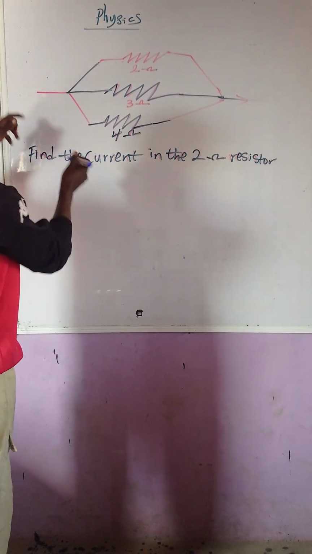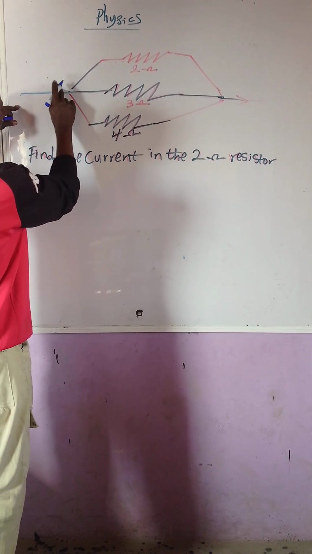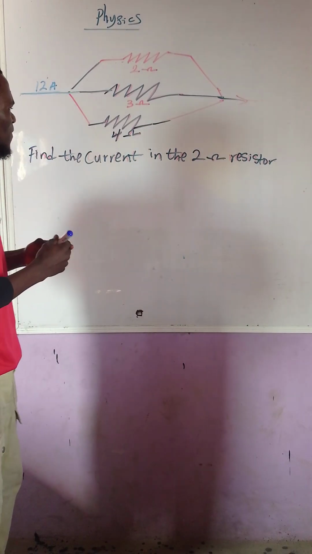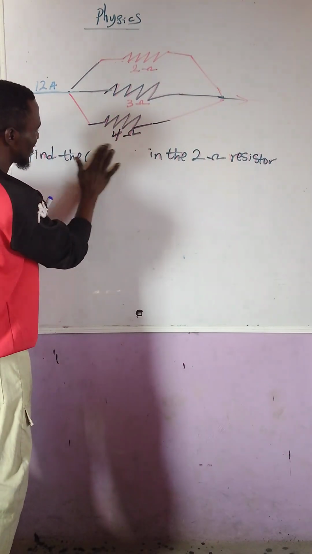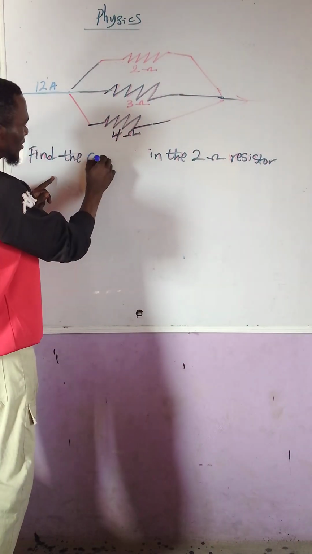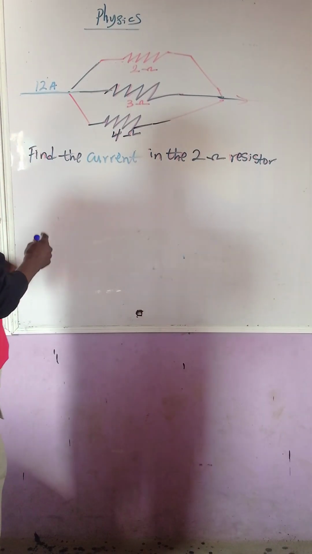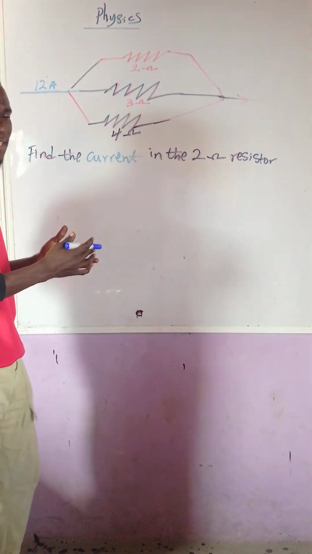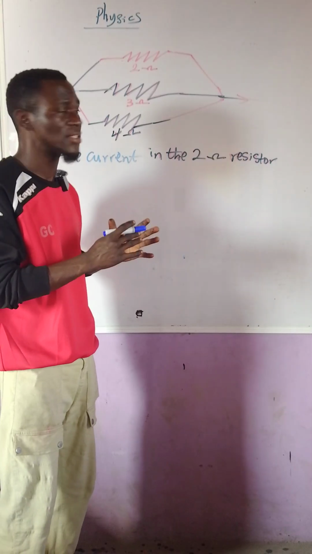Sorry, I will misset a particular number here. The current given to them is actually 12 ampere. Yeah, it's 12 ampere. They said find the current. Find the current in what? In the 2 ohm resistor, right? It's not something that is hard. Stay tuned.